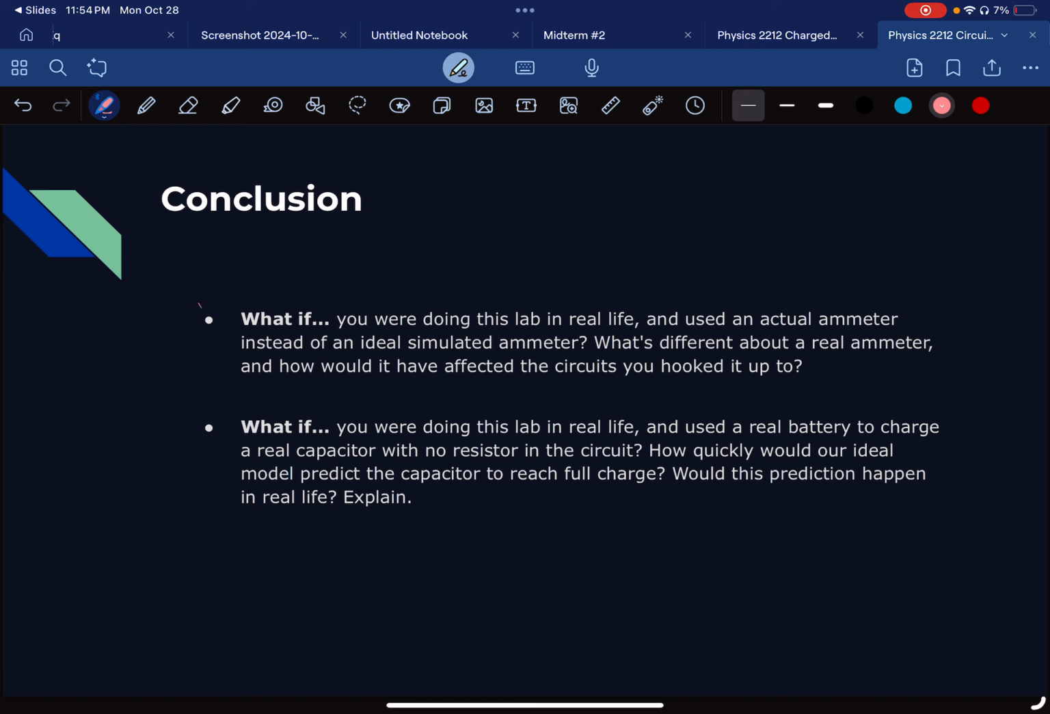And then for our second discussion question, what if you were doing this lab in real life and used a real battery to charge a real capacitor with no resistor in the circuit? How quickly would our ideal model predict the capacitor to reach full charge? Our ideal model would predict the capacitor to reach full charge quite quickly, especially considering there is no resistor. It would not be as ideal and as quick as it would if we simulated in our PhET simulation, but as we mentioned earlier, no conservation. But still, it would be significantly quicker, and this prediction would happen in real life.